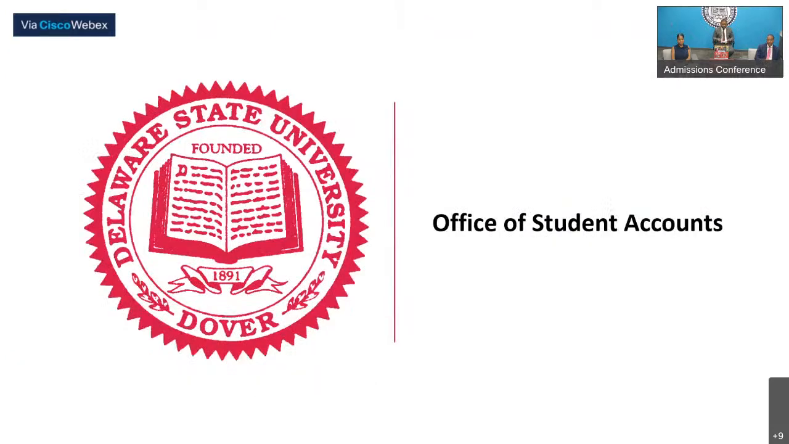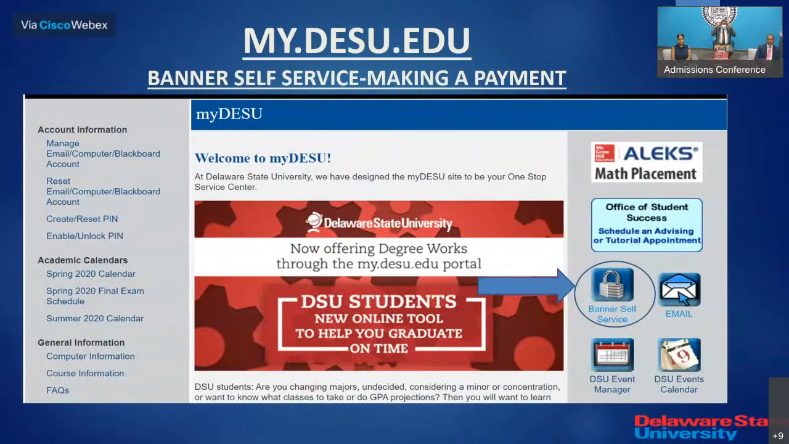All right, and the Office of Student Accounts, let's go through that real fast. All right, the Banner Self-Service, making a payment, right? We're talking about FastPass, and one of the requirements for receiving a FastPass is securing your financial obligations. This is a quick snapshot of how the student can walk through and make a payment.